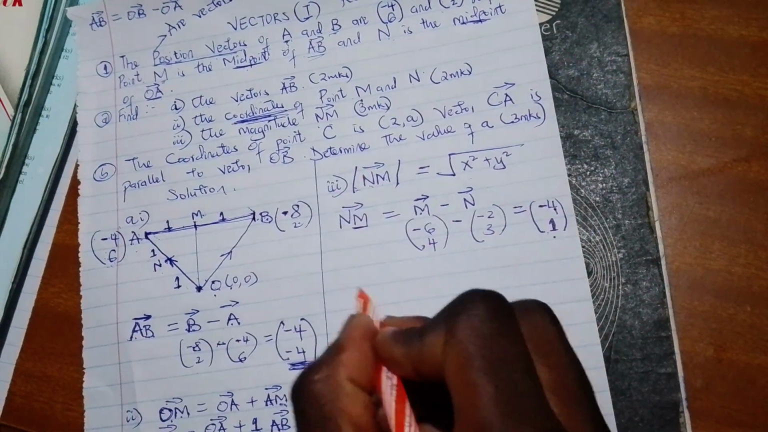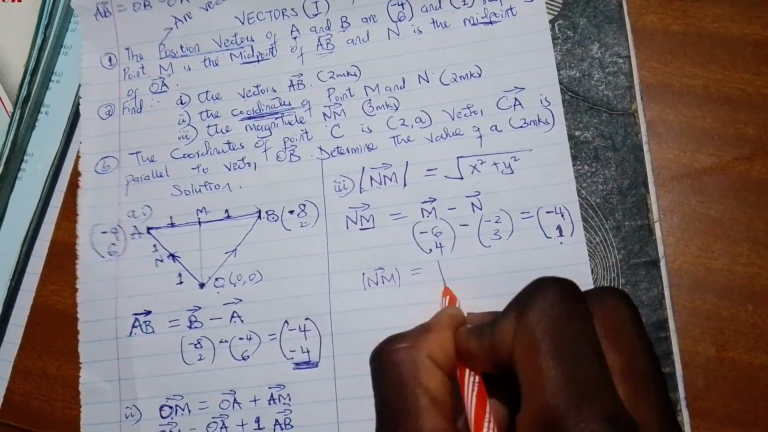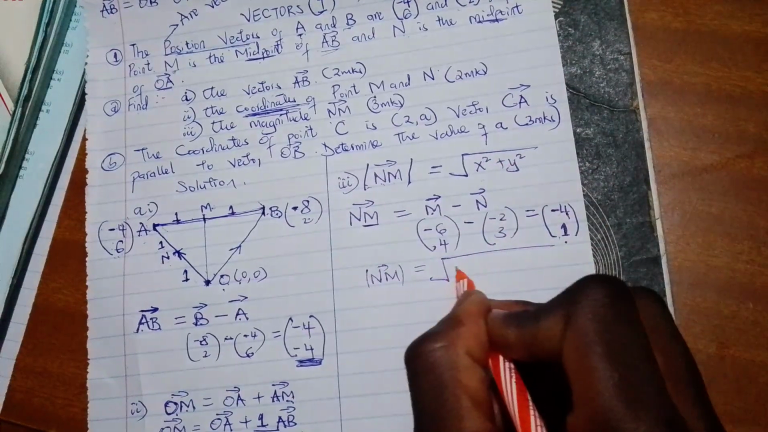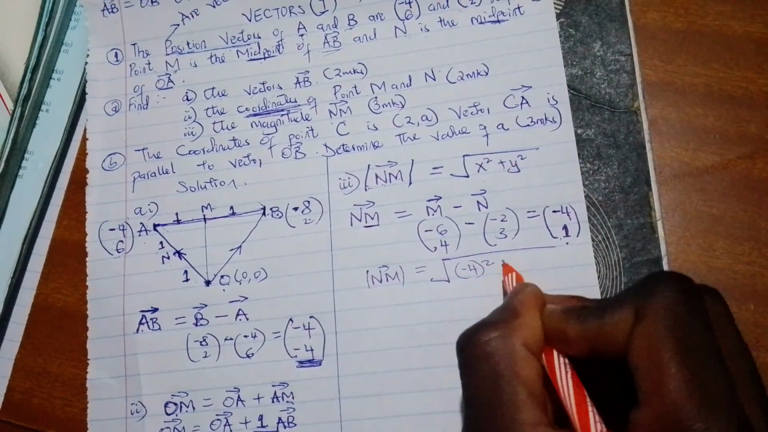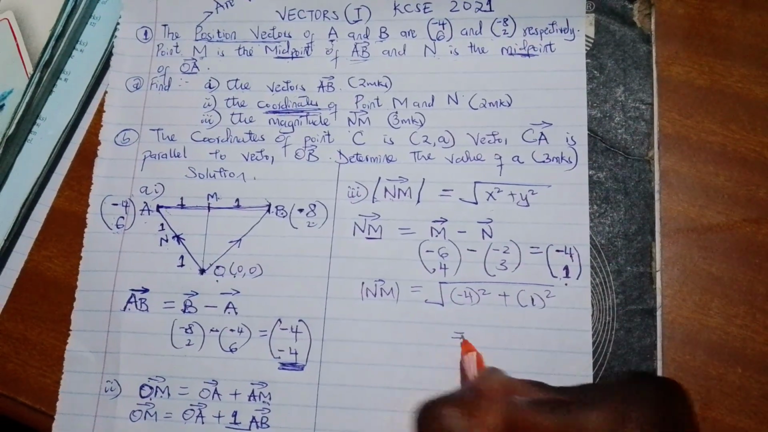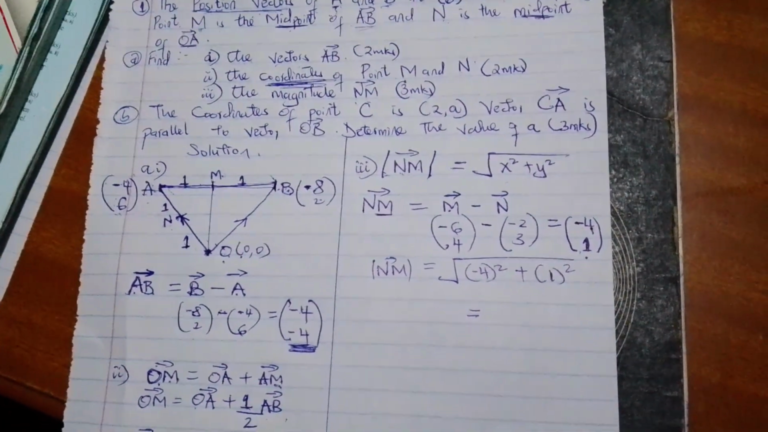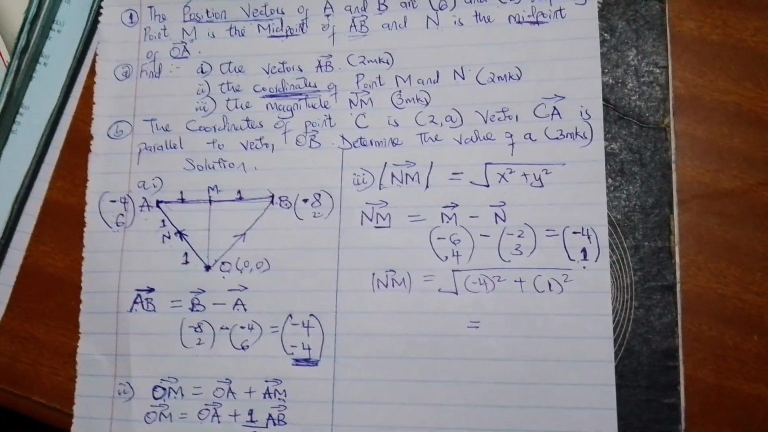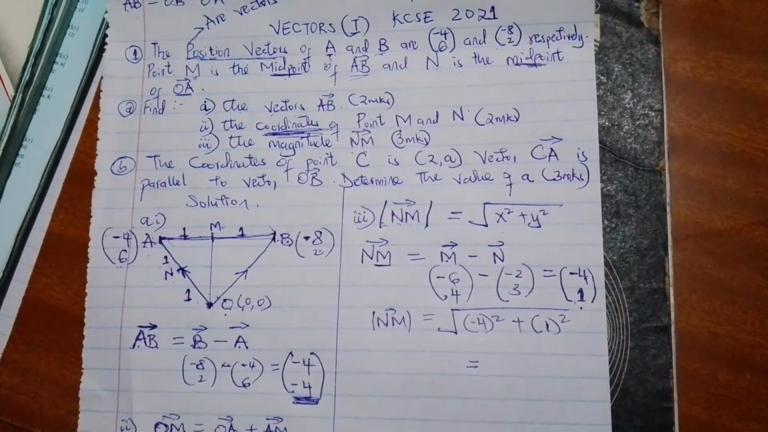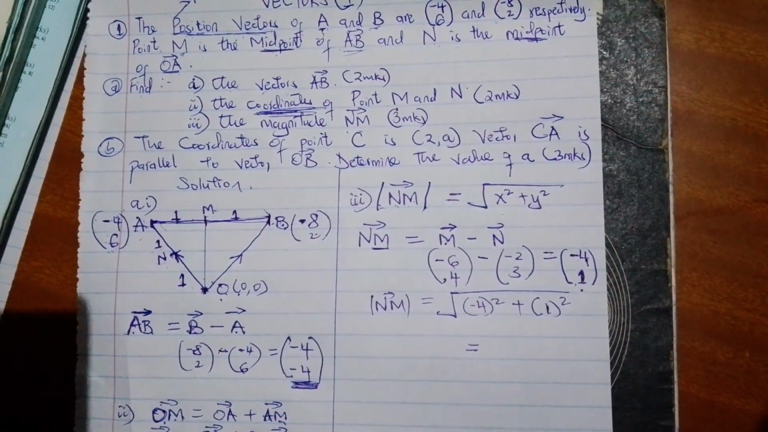So I have the magnitude of NM to be equal to the square root of x squared, that is negative 4 squared, plus y squared, that is 1 squared. So what is your answer? Because magnitude is like the length of something, you write your answer in unit form. But because we don't have centimeters or meters, we'll write your answer as so many units. So let us do it.